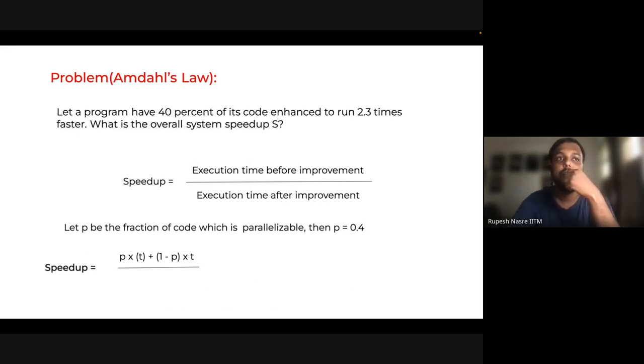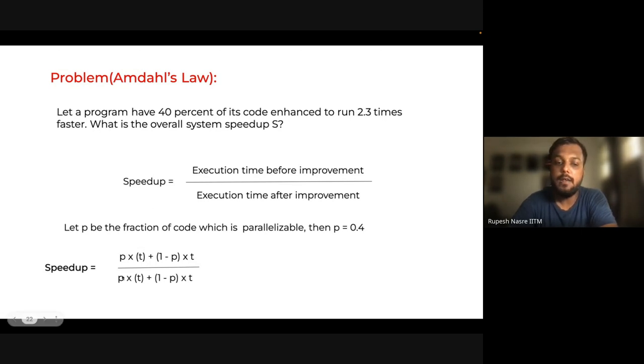Yes. So summing up the time taken by the non-parallelizable part and the parallelizable part gives me the execution time before improvement, since in hardware one, where there was no speed up, the time taken by the parallelizable part and the non-parallelizable part is equal. So I'm representing it by p and t exactly.